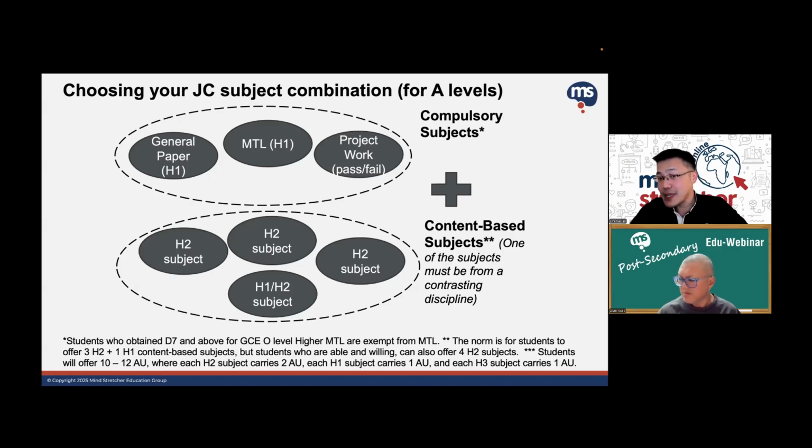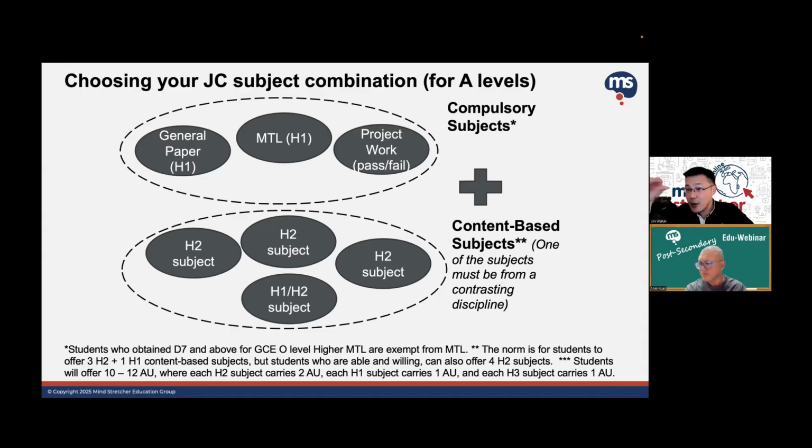So that's what I will be touching on a little bit later in terms of the implications for the tertiary pathway. Of course, there have been some changes to the tertiary pathway where that fourth subject is actually less critical now, so I will talk a bit about that. But to the question, can we take 4 H2? It's possible. There are people who take 4 H2. There are also people who take 3 H2 and 1 H1.